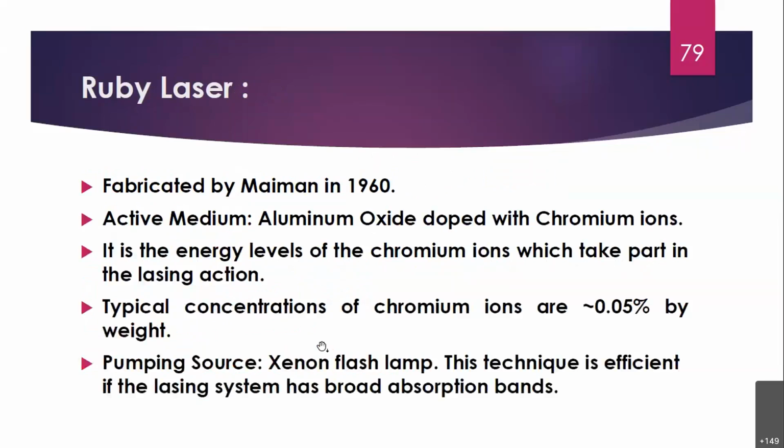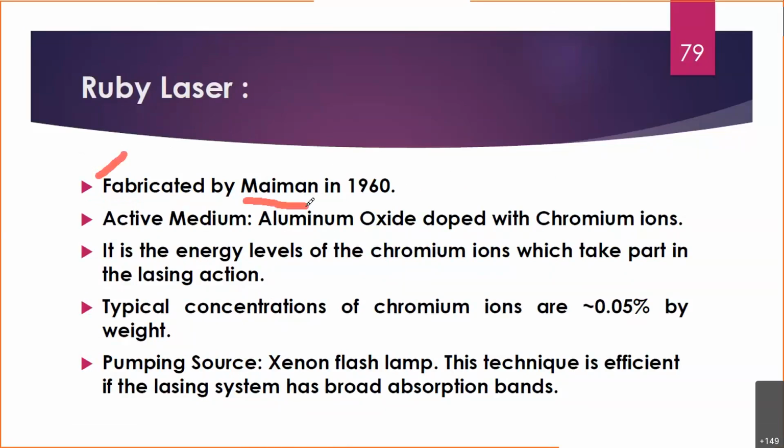Okay, now coming to this, let me discuss all such one by one. Ruby laser. Some basic stuff about this Ruby laser. Let me annotate it also so that it makes sense. It is fabricated by Maiman. If you remember, in the history part we have discussed Maiman, Ali Javan, all such scientists. It is fabricated by Maiman in 1960.